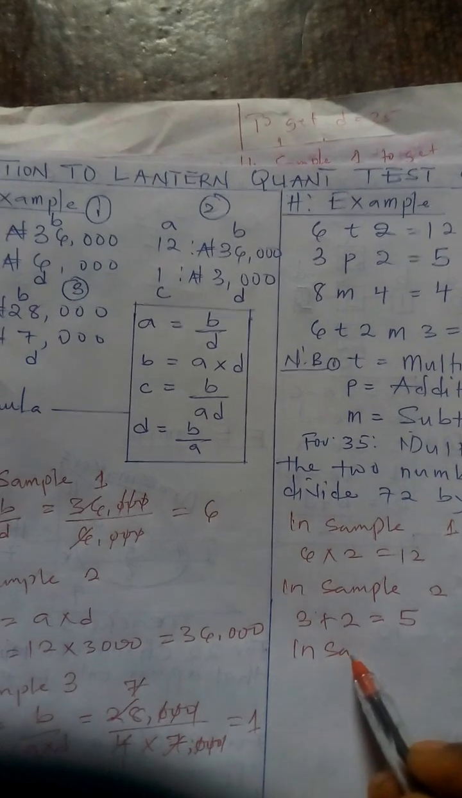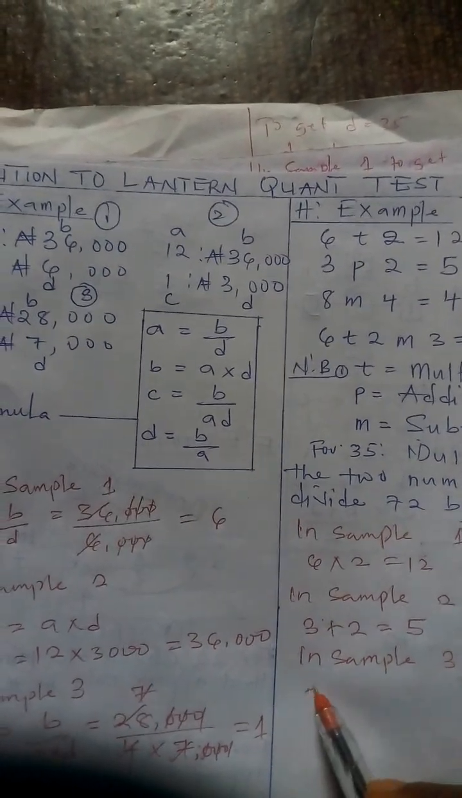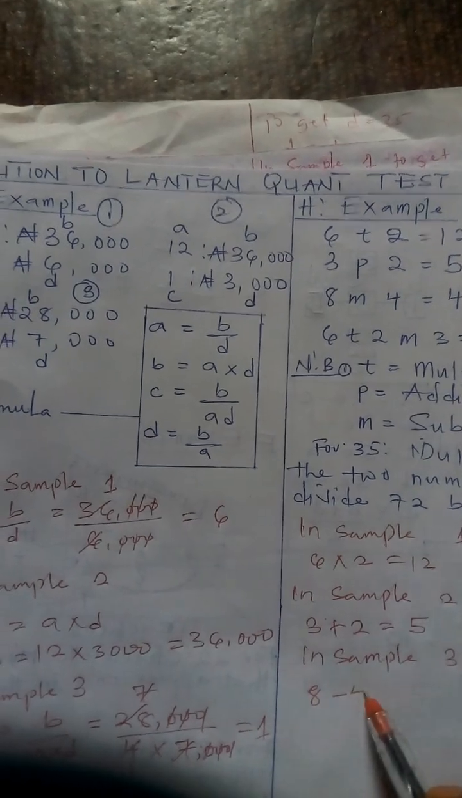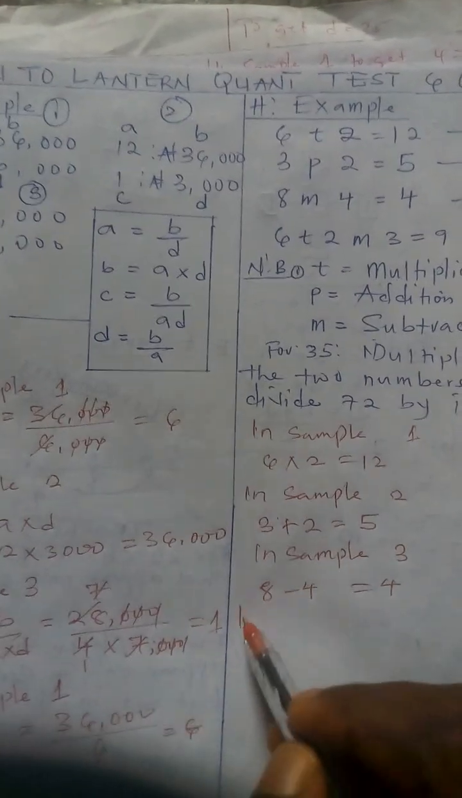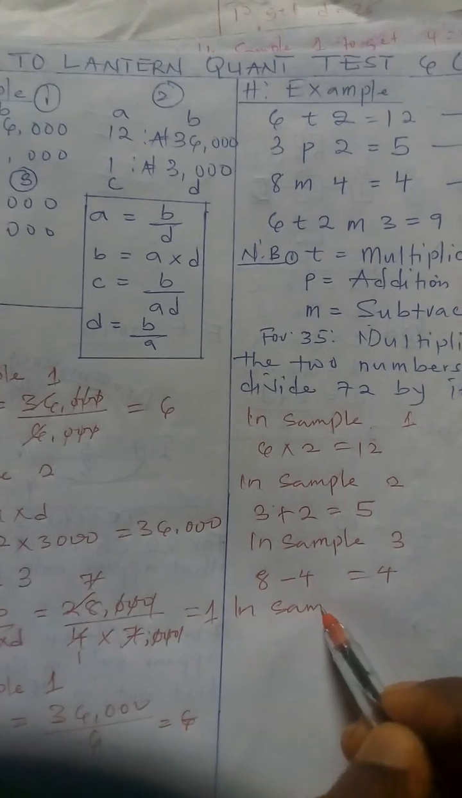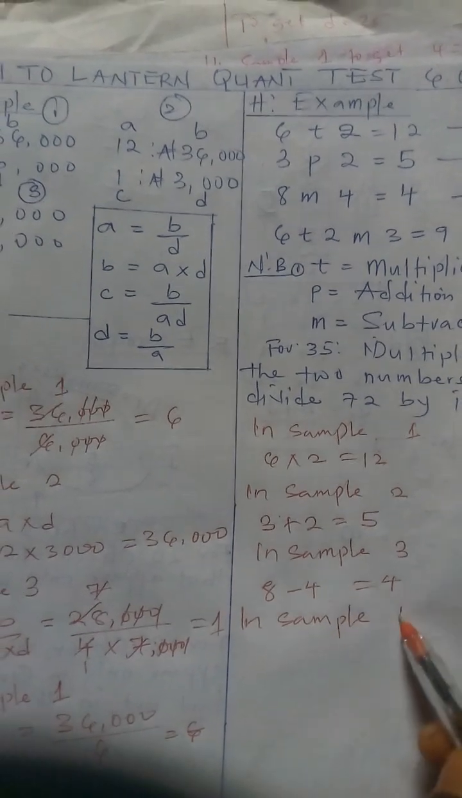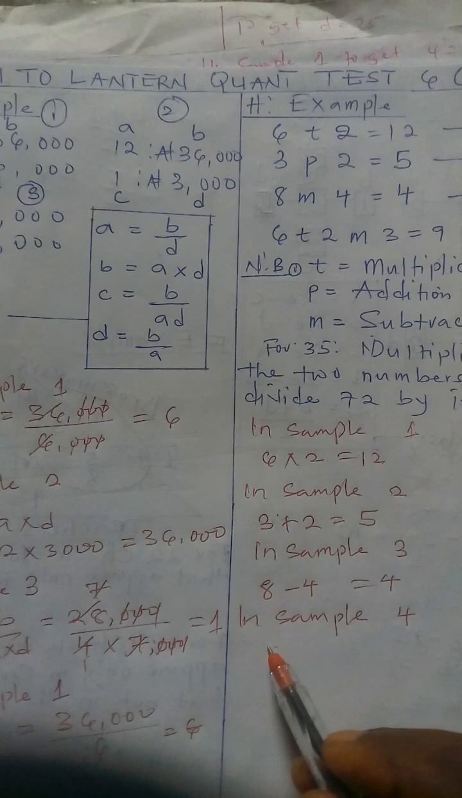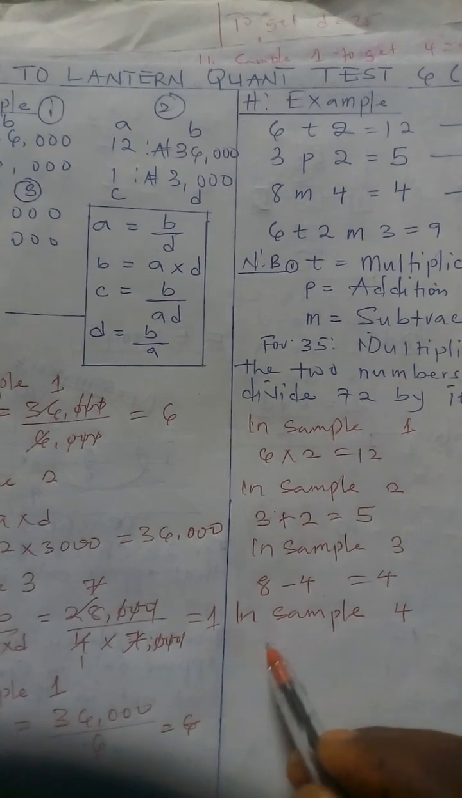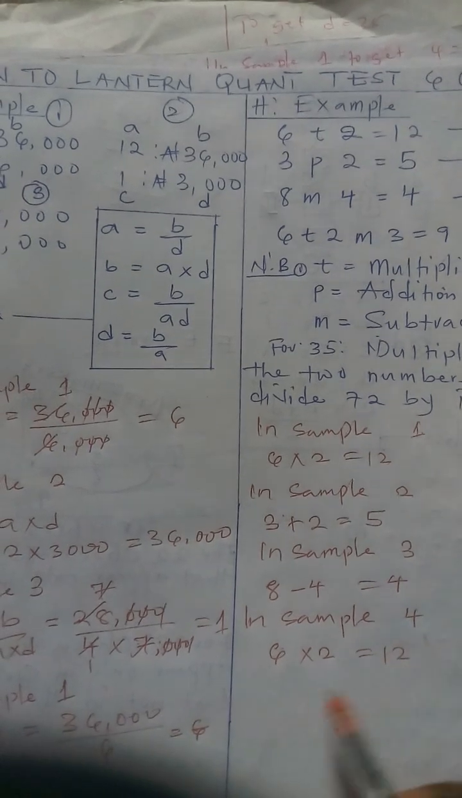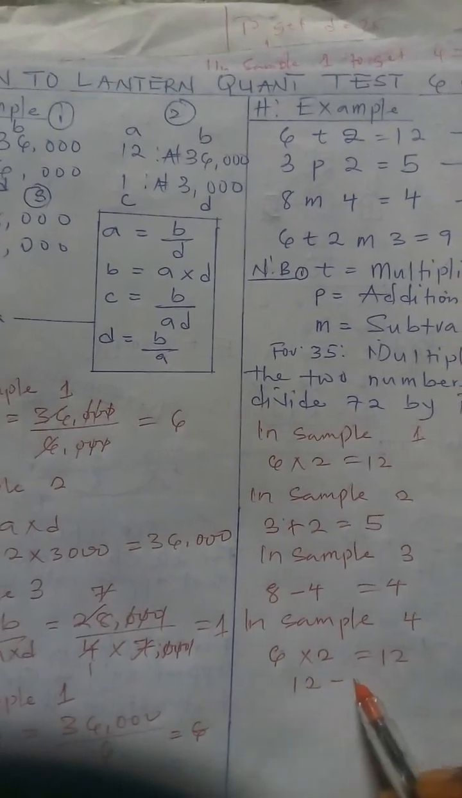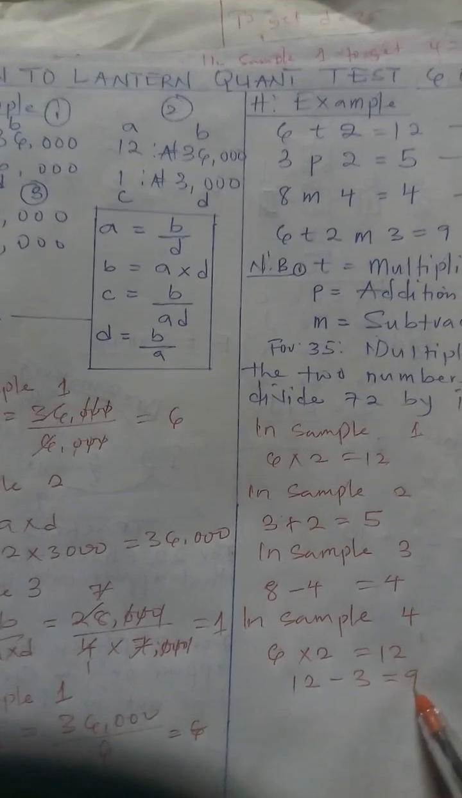Then in sample 3, you have 8 minus 4, which will give you 4. Now in sample 4, the first T there is multiplication, so 6 times 2 will give you 12. Then 12 minus 3 will give you 9.